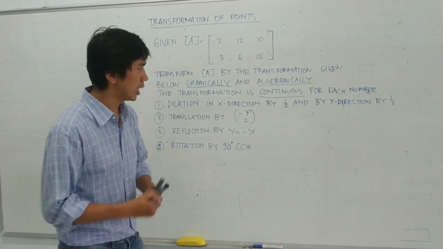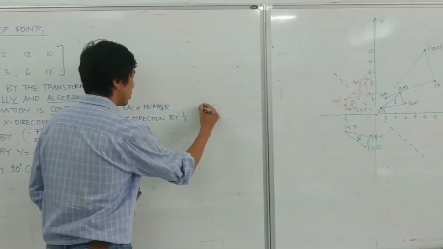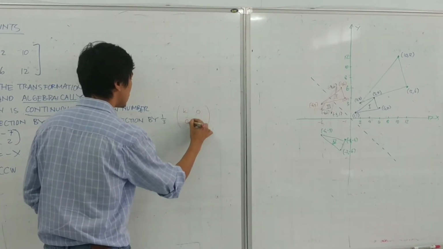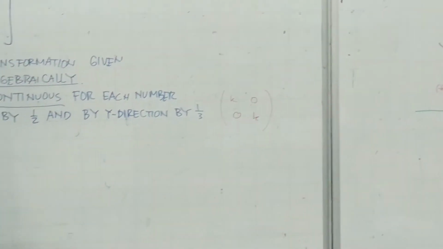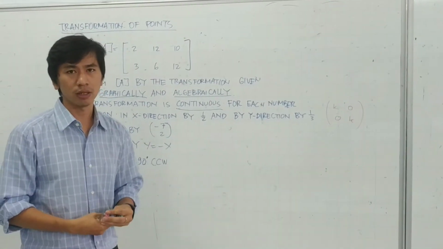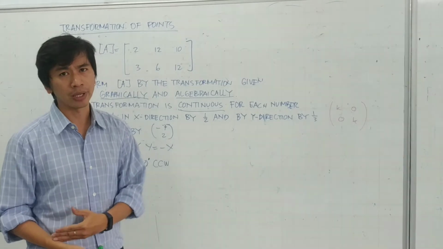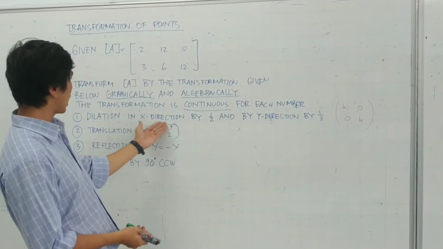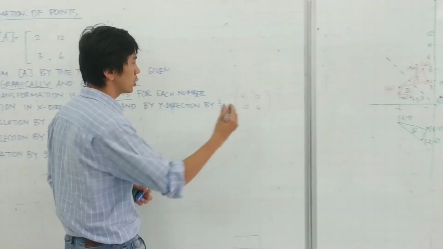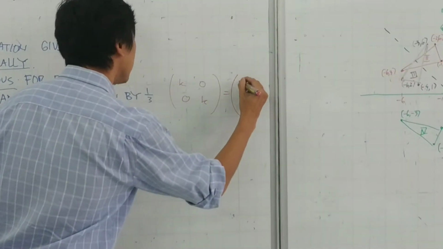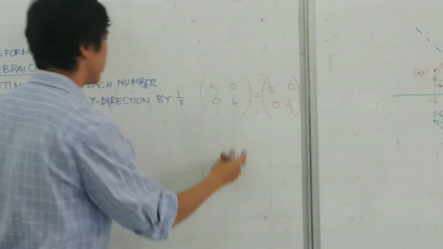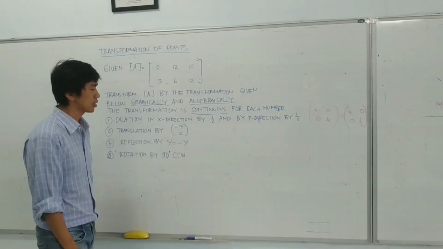Dilations. For the dilations, which I already gave you, you have k, 0, 0, k. Now this works if the scale factor is the same in x and in y. But since you have in the x direction a factor of half and in the y direction 1/3, then what you'll need to put is half, 0, 0, 1/3. Okay, so that is the matrix multiplier.